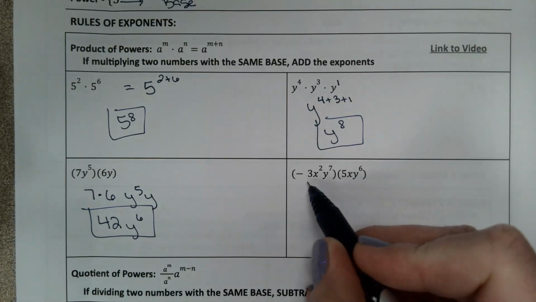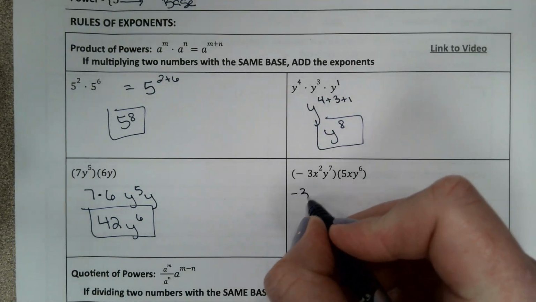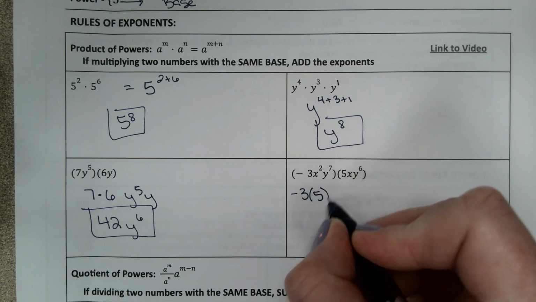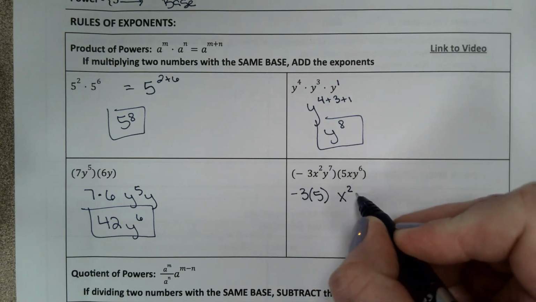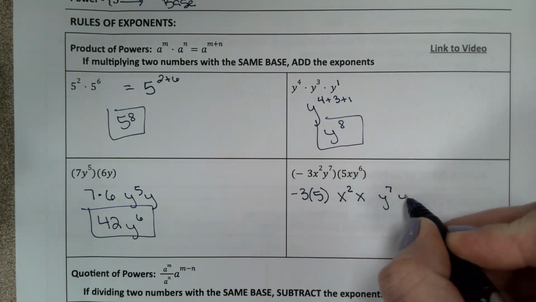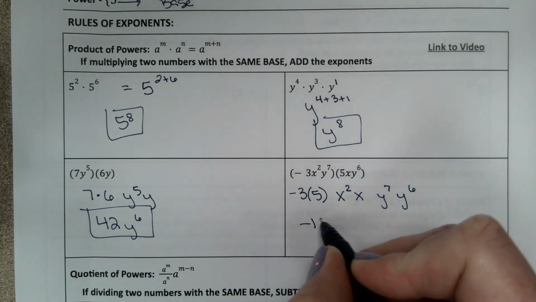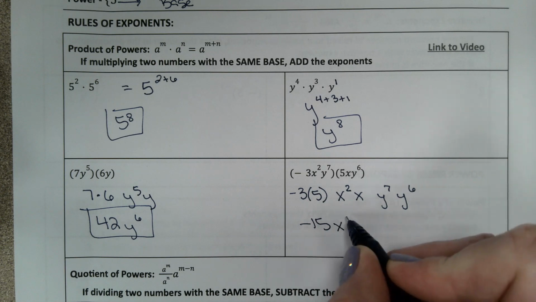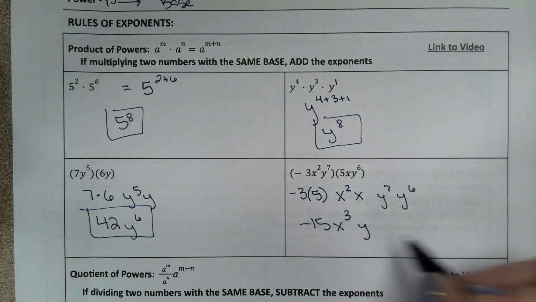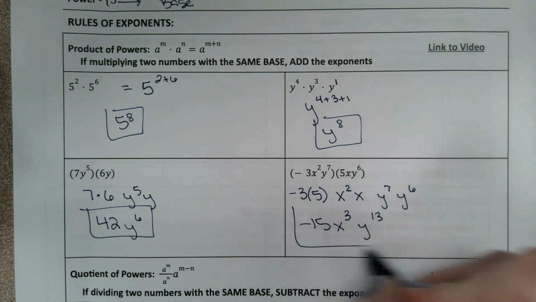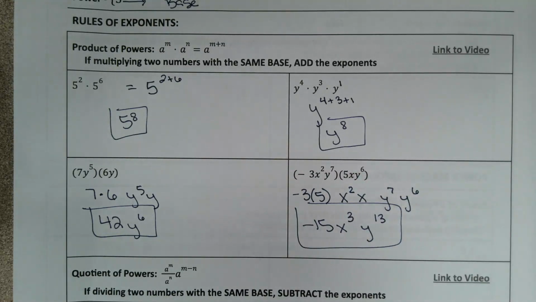Right here, I'm going to move everything around. I'm going to group and multiply the coefficients together. I'm going to group the x's together, and I'm going to group the y's together. Numbers multiply. When you multiply variables, you add exponents. There we go.